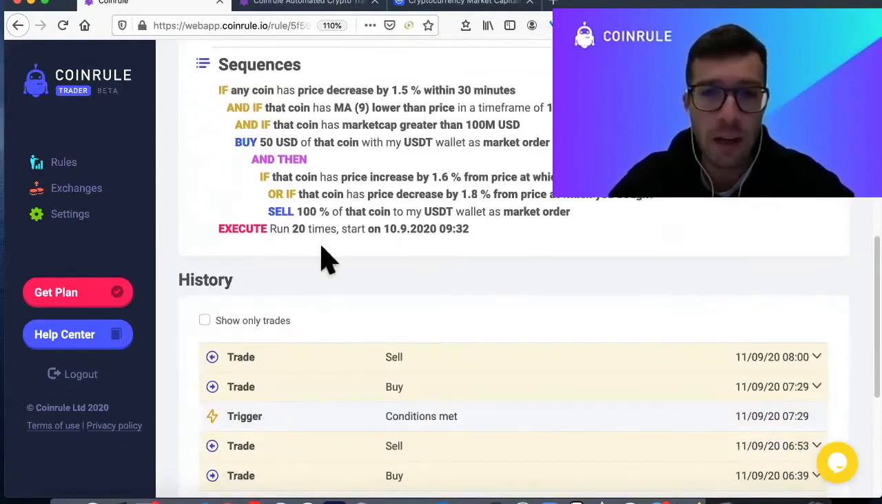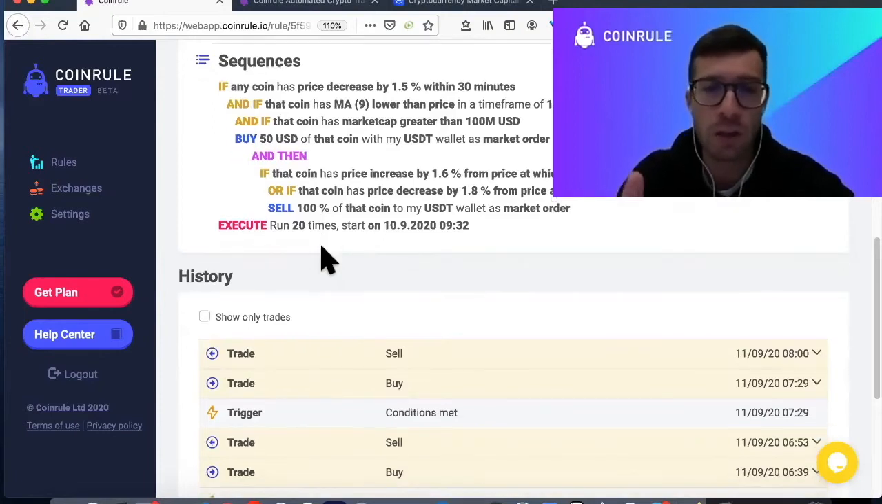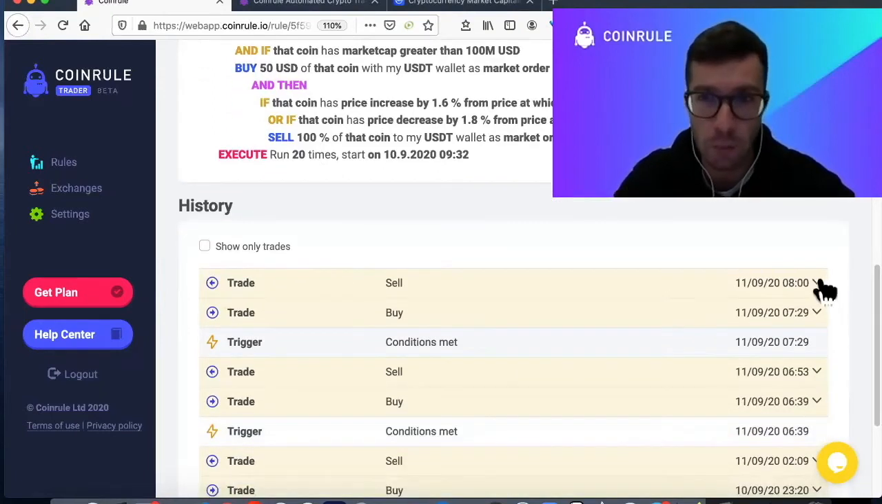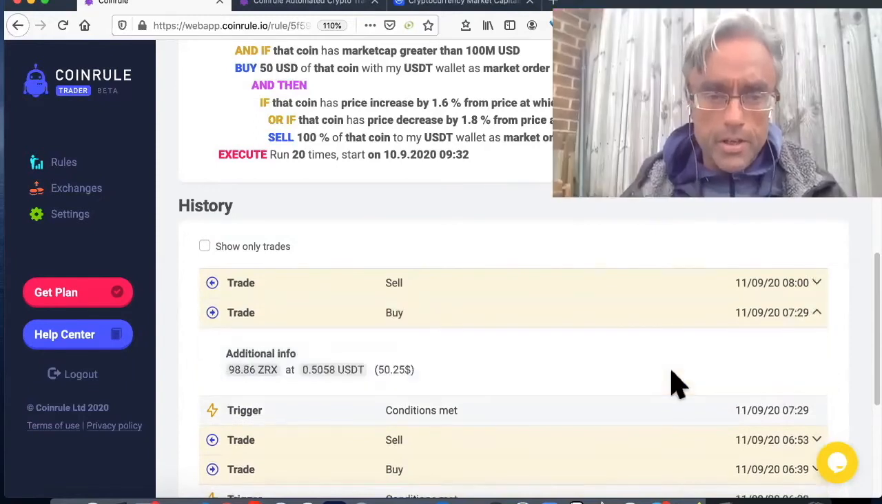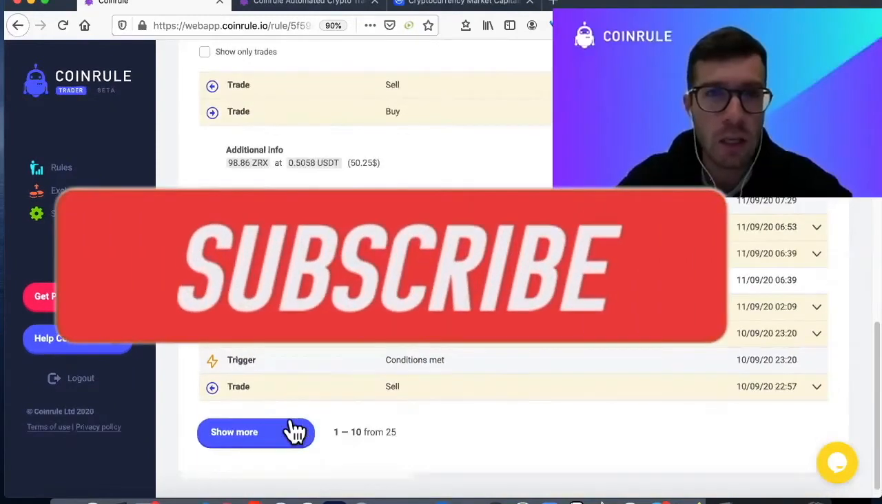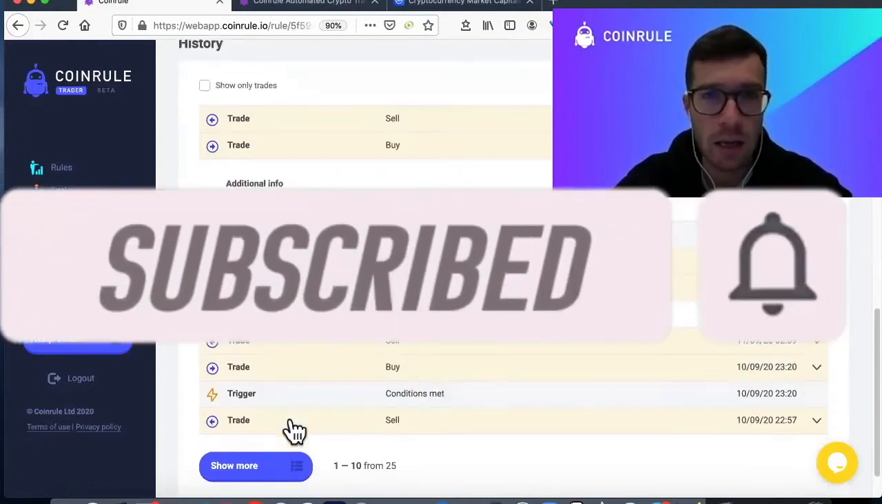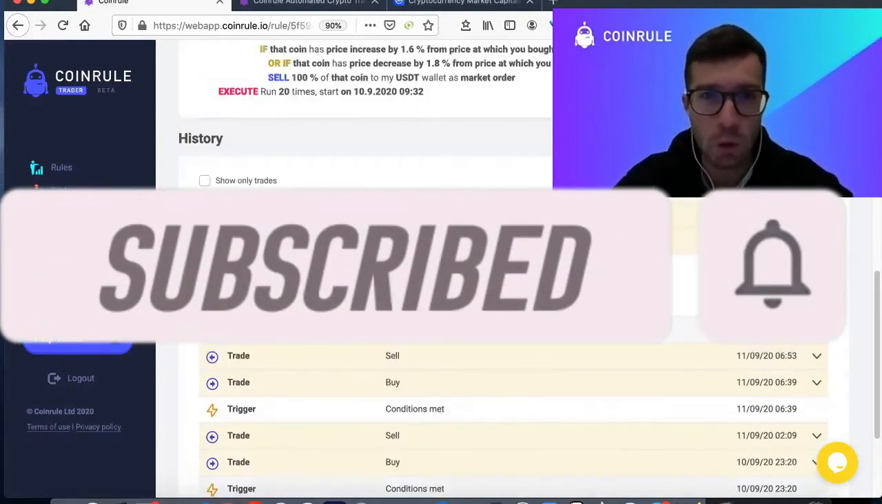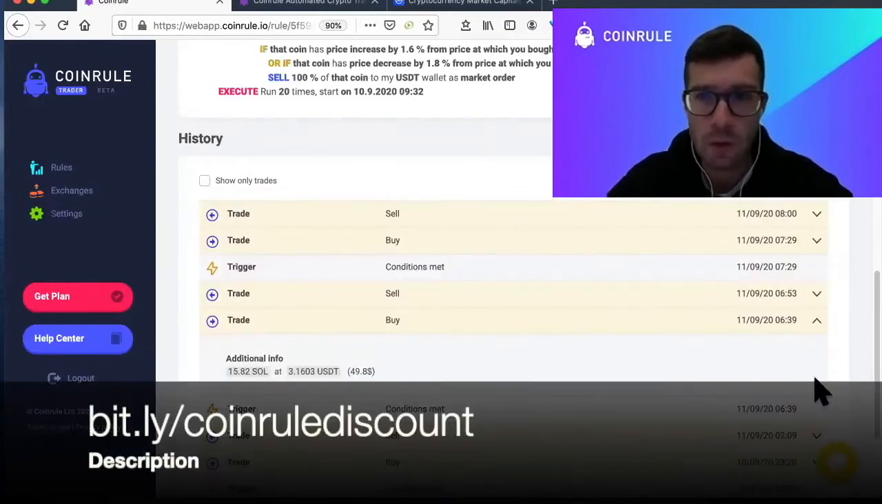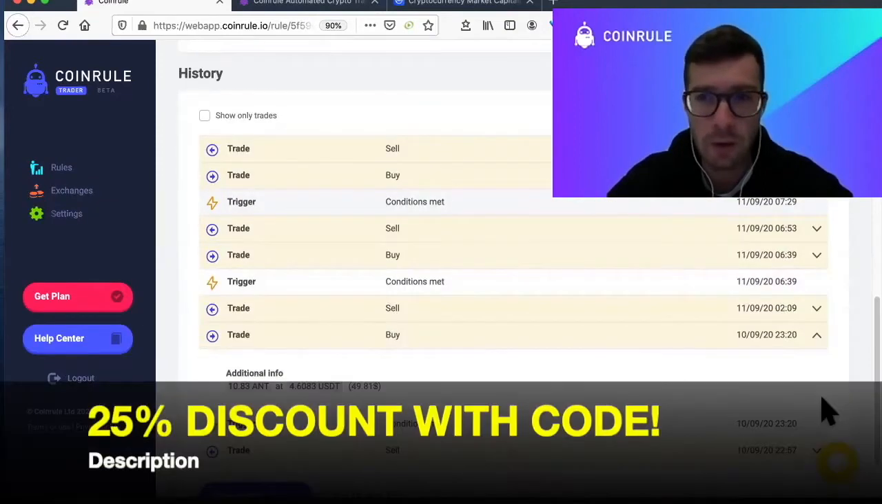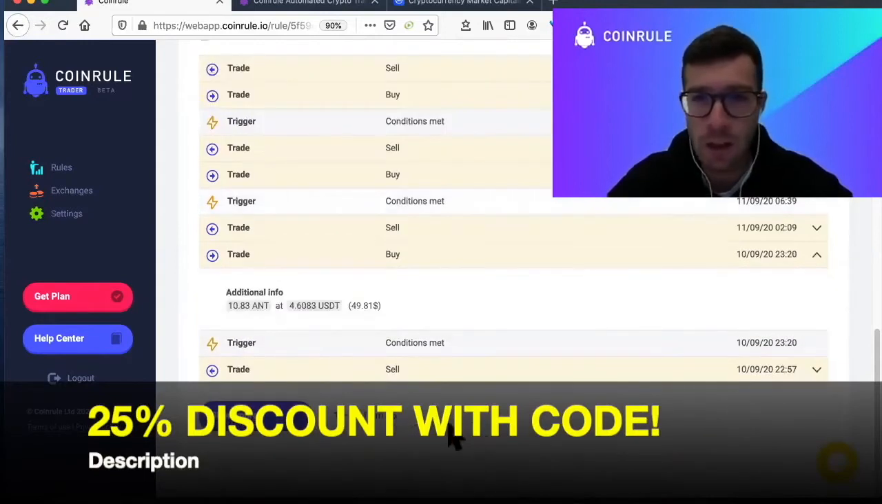So when you see a rule that is not performing as expected, the first thing that you should do is to enter into the activity page and see what actual trades the rule executed. You can try to open a couple of these buy drop downs. So we traded here ZRX. Let's see what other coins were traded. Here we have SOL. We have ANT.